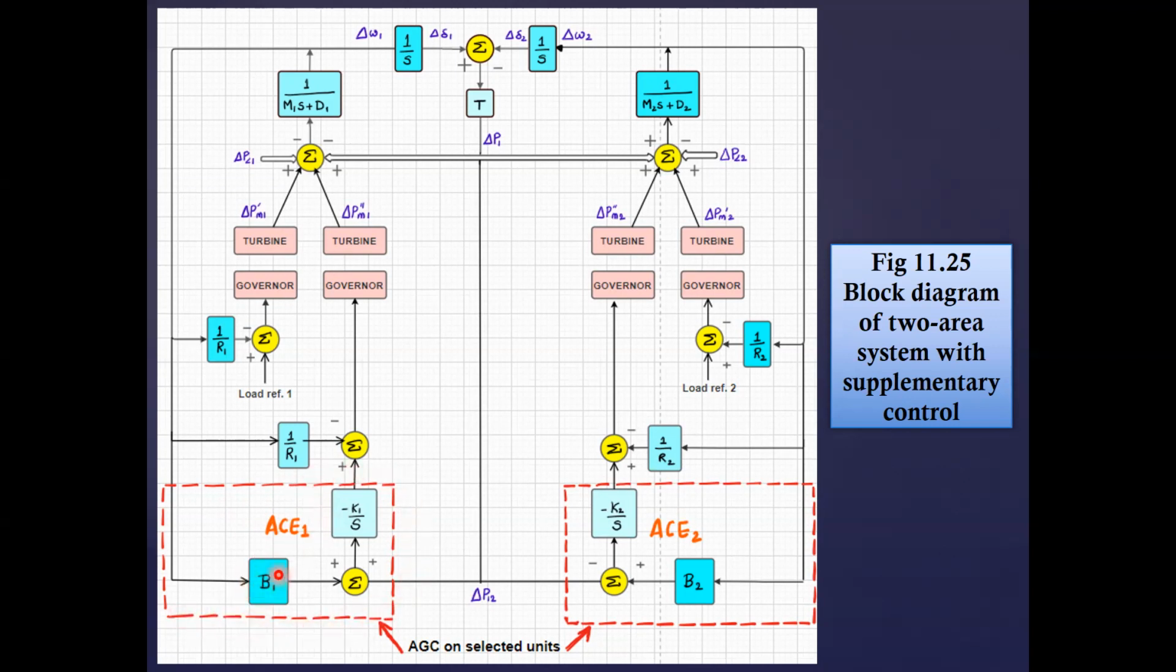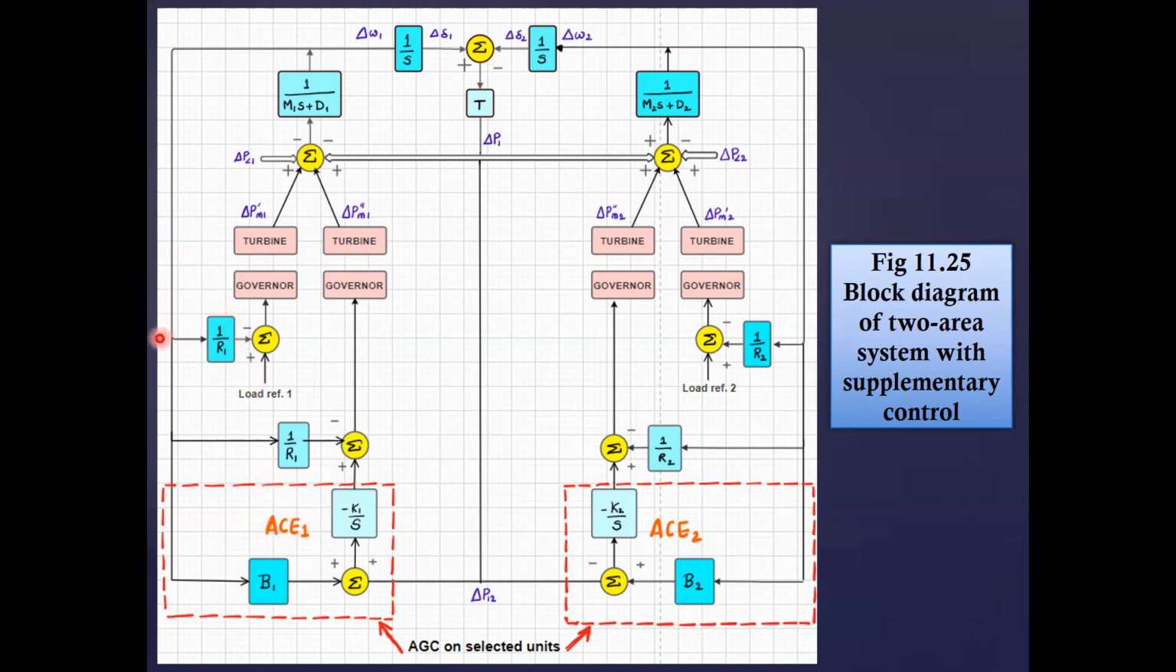So you have the bias factor, because this is delta omega, and then delta P12, which you have extended from here, and this is your area control error signal. And then you have the integral and you feed it here. So this is the supplementary control signal, this part which you have here. It is the supplementary control signal.